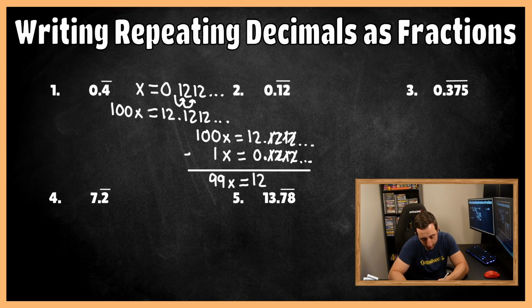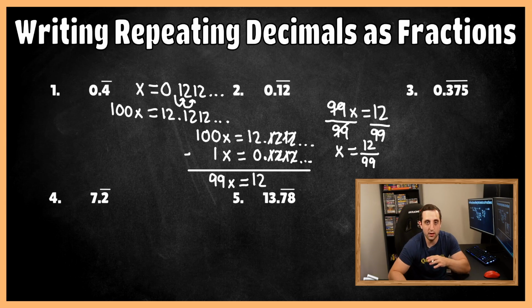And now we just want to get x by itself. So let's go ahead and move that over here. We have 99x equals 12. Again, we want to get x by itself, so let's divide both sides by 99 and do the opposite. 99 divided by 99 is just 1, so we're left with x equals 12 99ths.